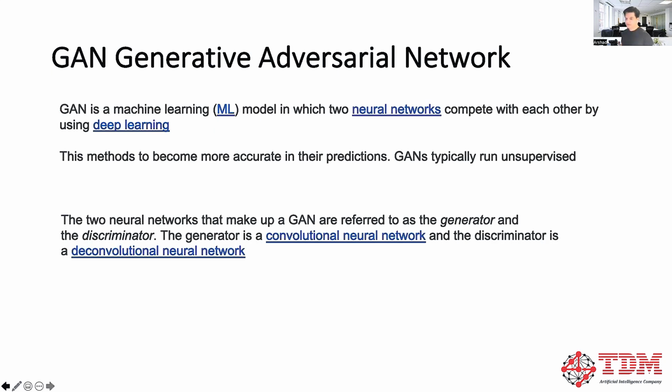Okay, now the next concept we have here is GAN. These are very important things. It is a machine learning model with two neural networks that compete with each other using deep learning. GAN is referred to as generator and discriminator. The generator is a CNN, convolutional neural network, and the discriminator is a deconvolutional neural network. So we'll see how they work.